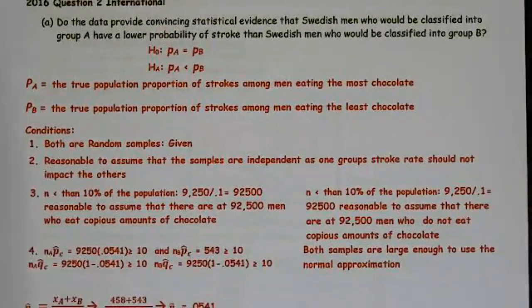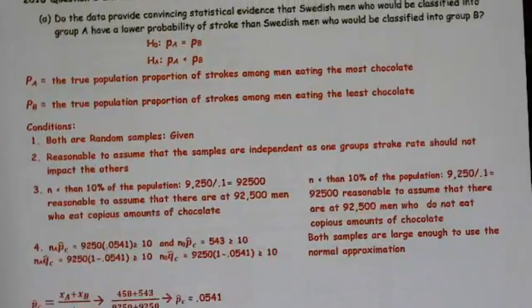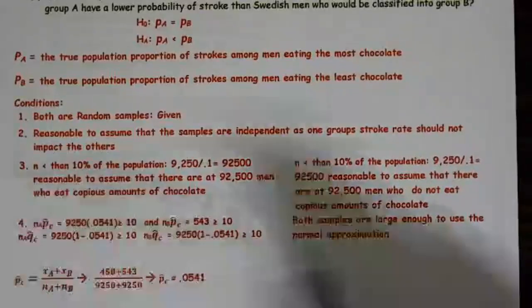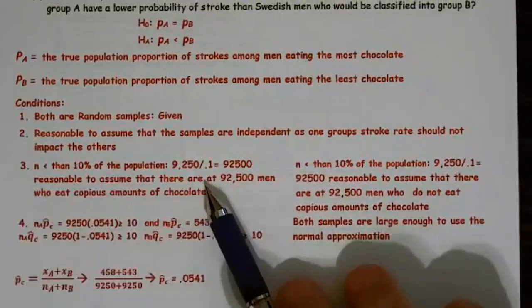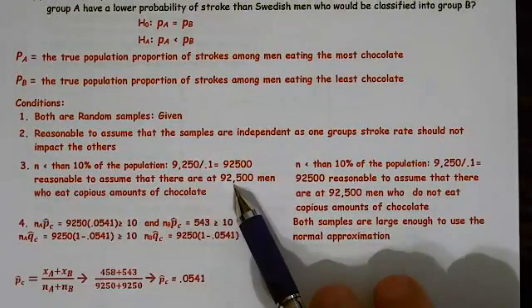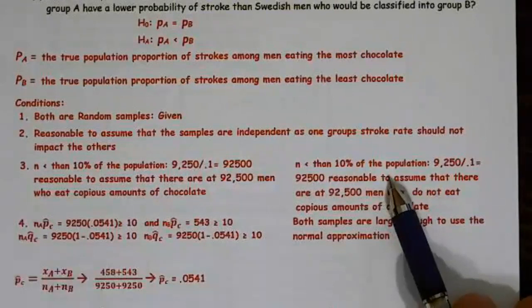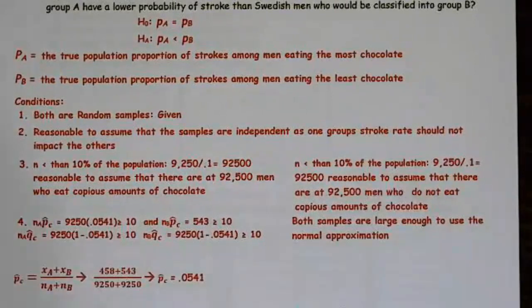It's reasonable to assume that the samples are independent, as one group's stroke rate should not impact that of the other. Both samples were 9,250, and we divided by 10. I guess there are more than 9,250 in each population. In Sweden, we have more than 92,500 who eat a ton of chocolate, and more than 92,500 who don't eat very much at all.